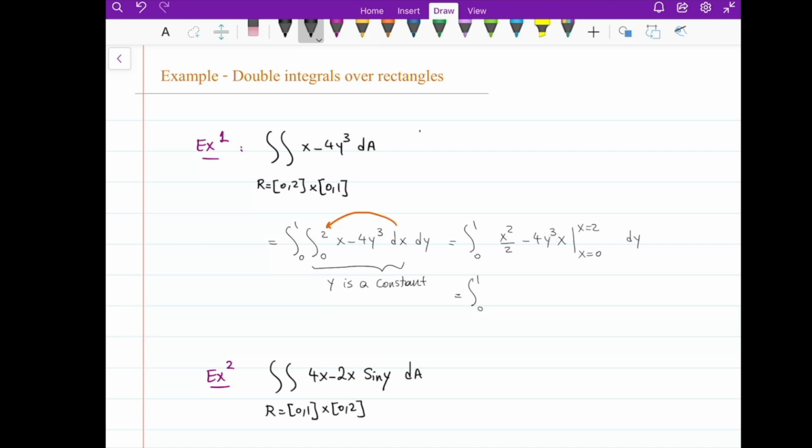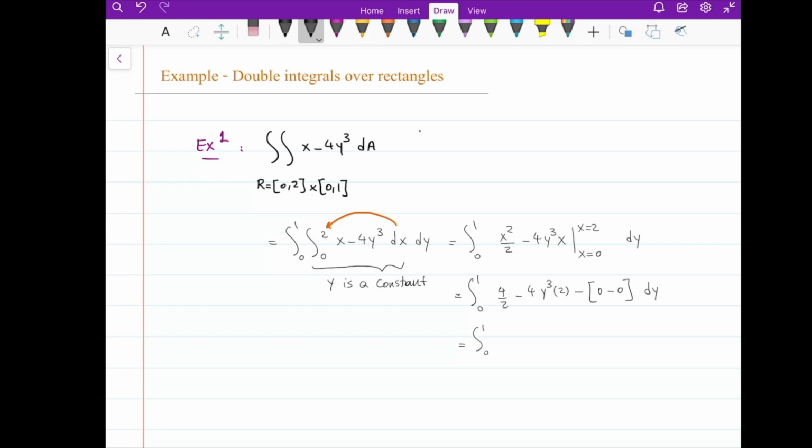So 0 to 1, I'm going to plug in 2 in here, so it would be 4 over 2 minus 4y cubed times 2, minus plug in 0, which would be 0 minus 0 in here, and then dy. So what do I get? Let me have more space. So on here I get the integral from 0 to 1 of 2 minus 8y cubed dy.